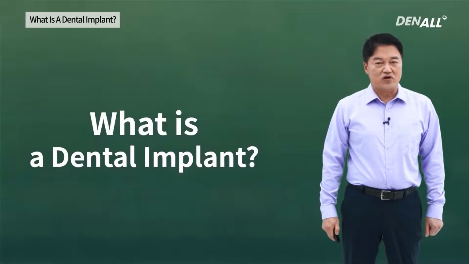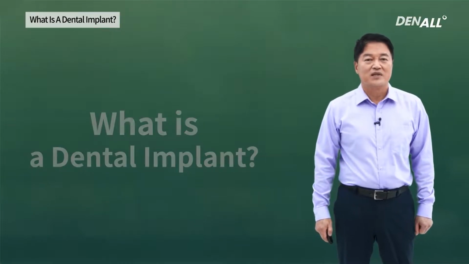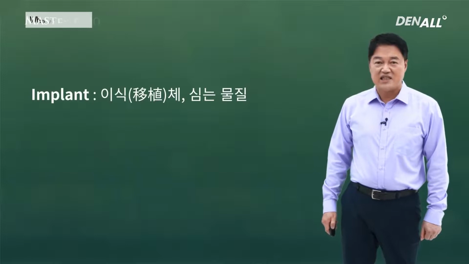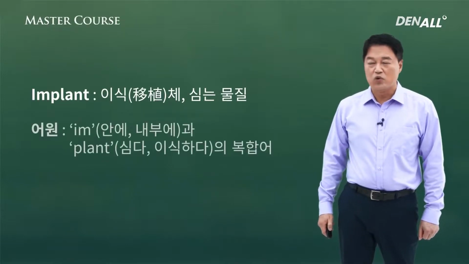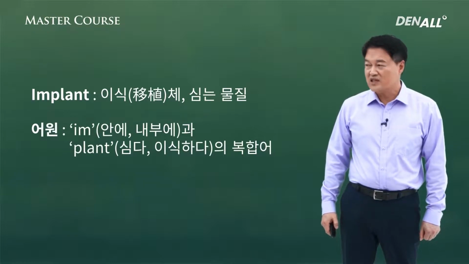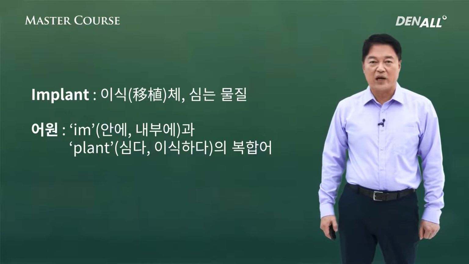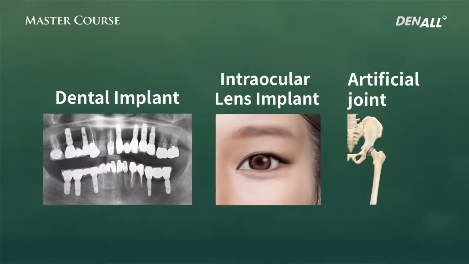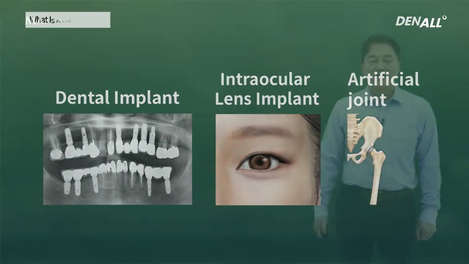Now, let's talk about what is dental implant. Implant is what you put in. If you look at the word, let's look at the etymology. Im, which is inside, and plant, which is planting. It's a mixture of these two words. So, implant stands for what you put inside the human body. It can be dental implants, intraocular lens, or artificial joint. They can all be considered as implants.